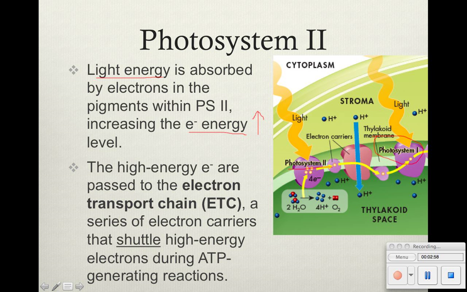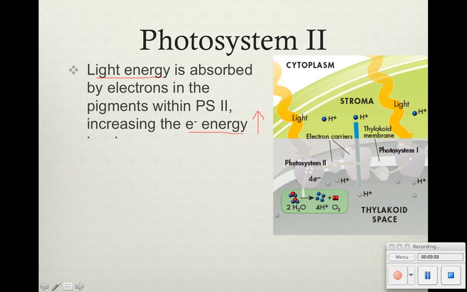Those high energy electrons are going to be transported to what's called the electron transport chain, and we shorthand that ETC. And those are basically a series of carriers. You could see right here we've got two labeled there. Okay, these big ones right here. Okay, and then we've got this one right here. And then after photosystem 1, we're going to have some on the other side. Okay, and basically that electron transport chain acts like a shuttle to carry high energy electrons during the ATP processing.